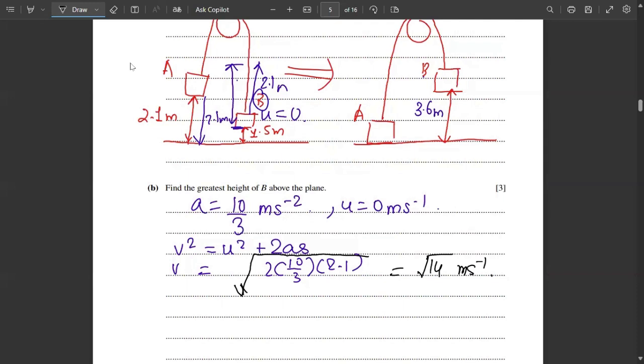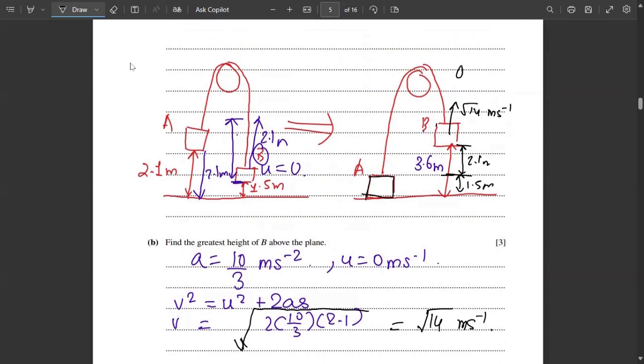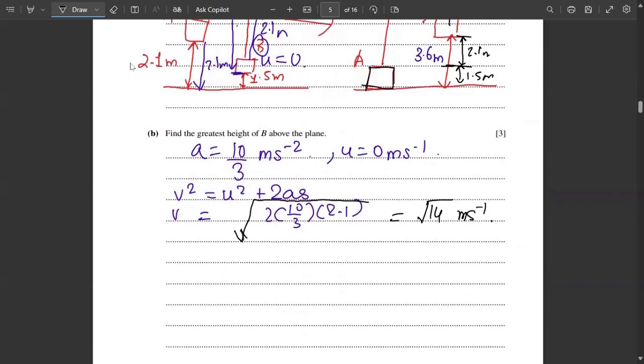That means this particle B, when it has traveled up 2.1 meter from 1.5 meter, the velocity will be root 14 meter per second because it is accelerating. Now that A has stopped here, the new acceleration has become 0. Now B will only go up till here, neglecting this root 14.